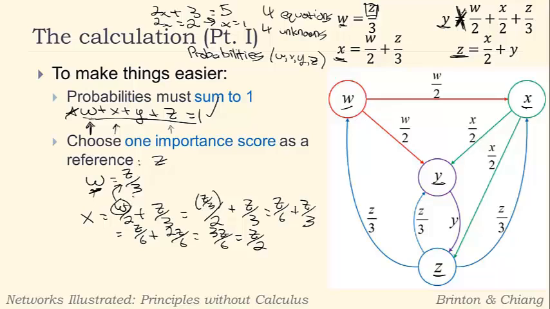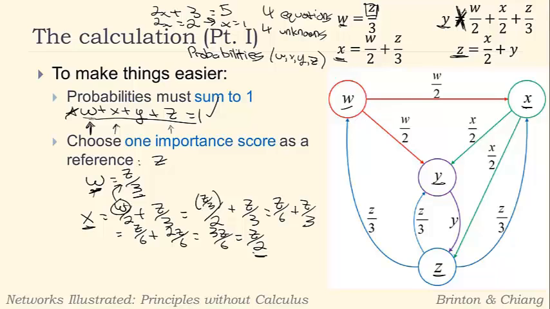So now we have w is equal to z over 3, and x is equal to z over 2. So you can already tell now that since z is between 0 and 1, x is going to have a higher importance score than w, because w is just 1/3 of z, whereas x is 1/2 of z.